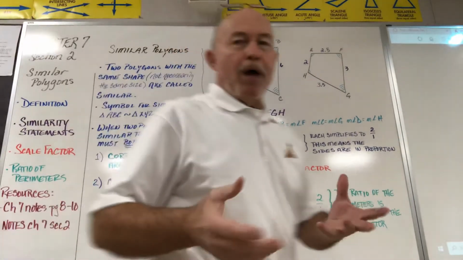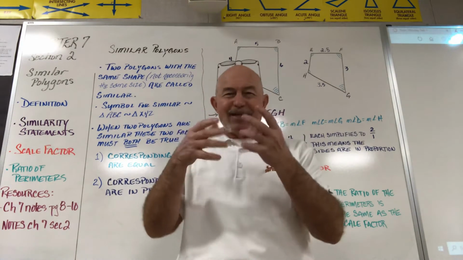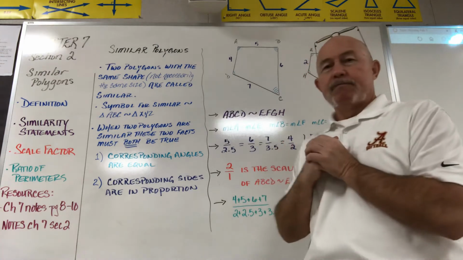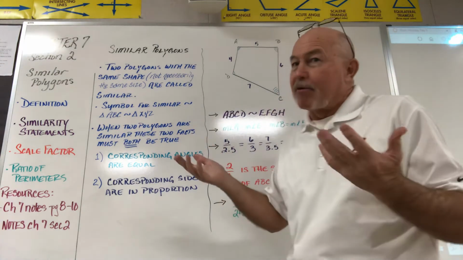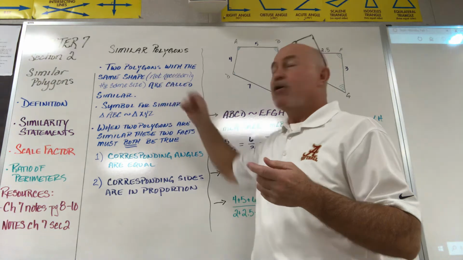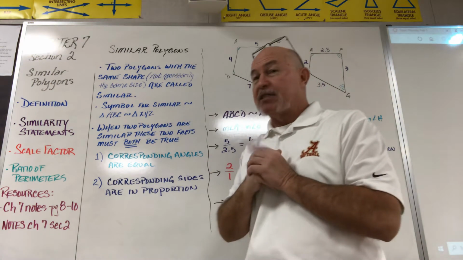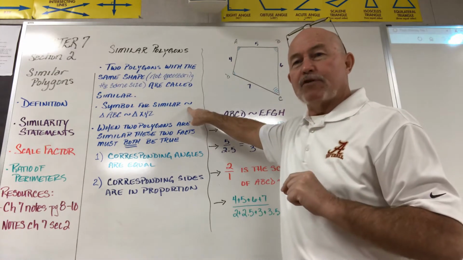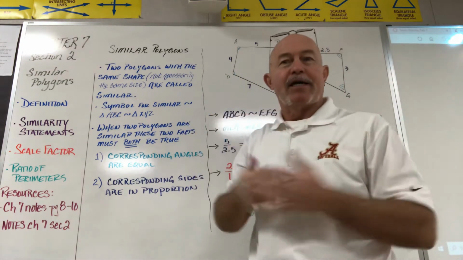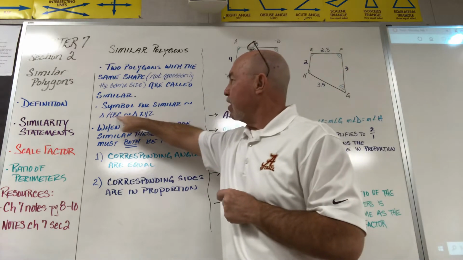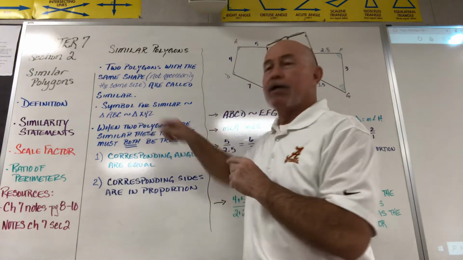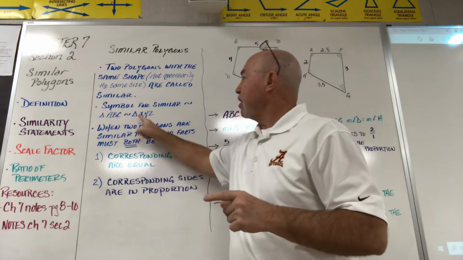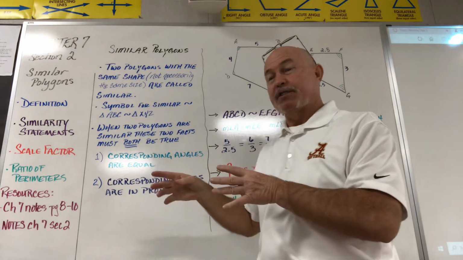Two polygons that, for lack of a better term, look alike, with the same shape, have to have the same number of sides. Let's accept that. They're not going to be the same size. That's the important part. They're called similar. The symbol for similar is an S lying on its side. So this would be triangle ABC is similar to triangle XYZ. Just like congruent triangles, you must match vertices.